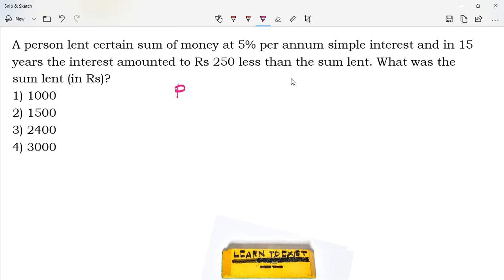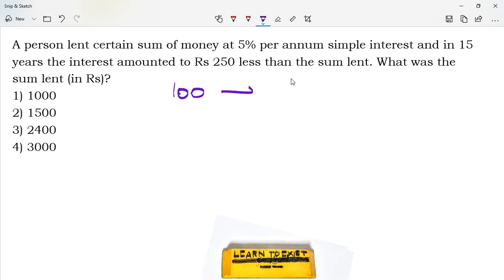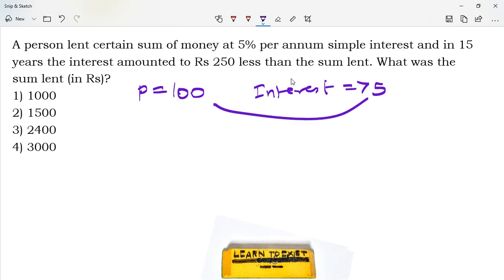So if I am taking the principal as 100, 5% for 15 years, so 75% will be increased. Okay. If principal is 100, interest will be 75%, which will be 75 itself. Okay. So if you are comparing these two values, the interest is 25 less than principal here, but it is actually 250 less than principal.